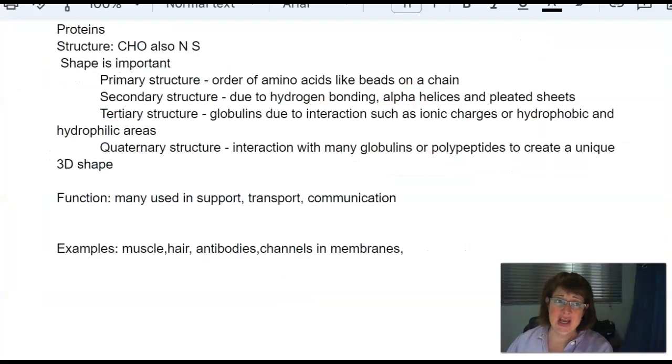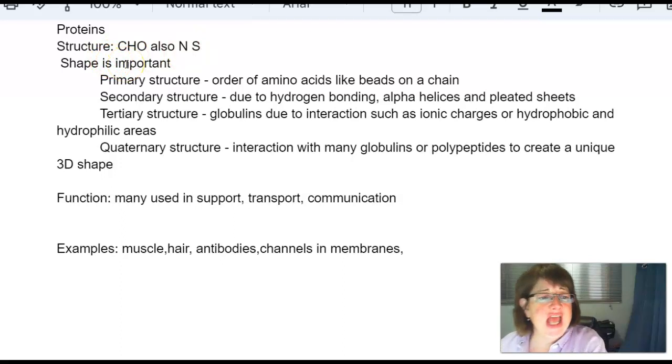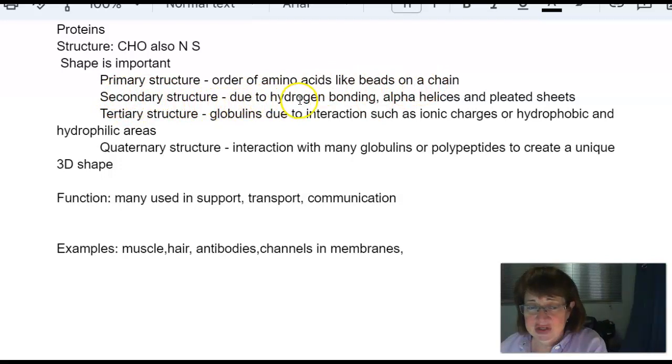Okay, a little summary that I made on the biological molecules note page. So when we're talking about proteins, they have a structure of carbon, hydrogen, and oxygen, but they also contain nitrogen and sulfur. Shape is very important with proteins, and you have the primary shape, which is just the order of the amino acids, like a bead on a string or bead on a chain. And then secondary is due to hydrogen bonding.